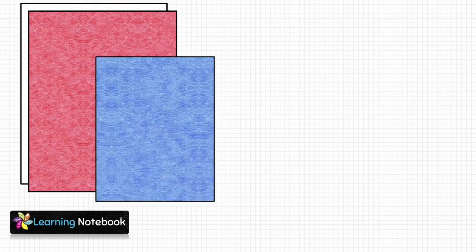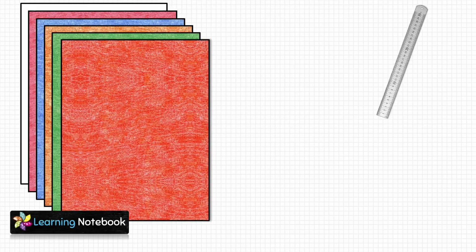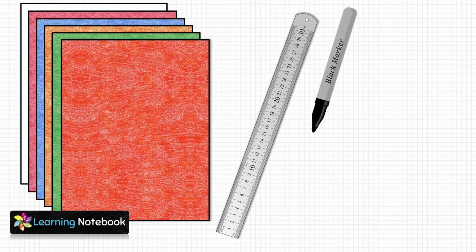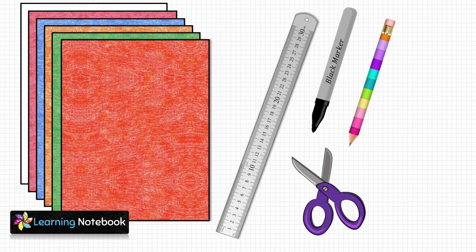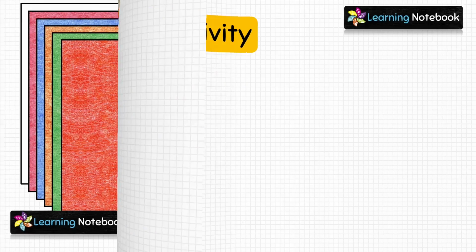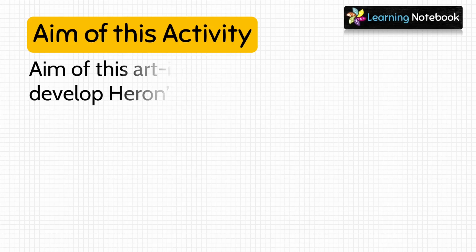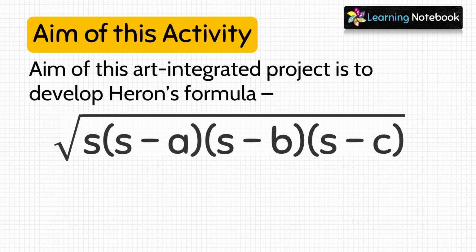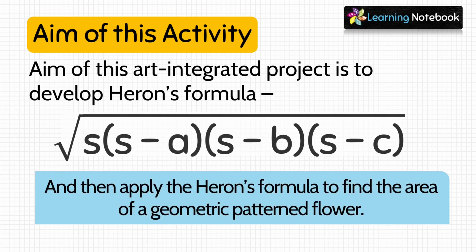For this activity, we need a few colorful thick sheets, a ruler, a black marker pen, a pencil and a pair of scissors. The aim of this art integrated project is to develop the following Heron's formula. And then we will apply this formula to find the area of a geometric patterned flower.